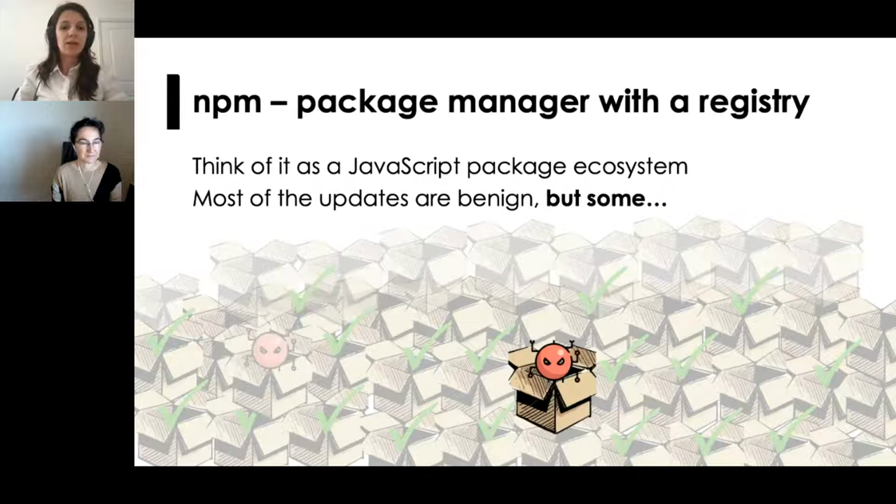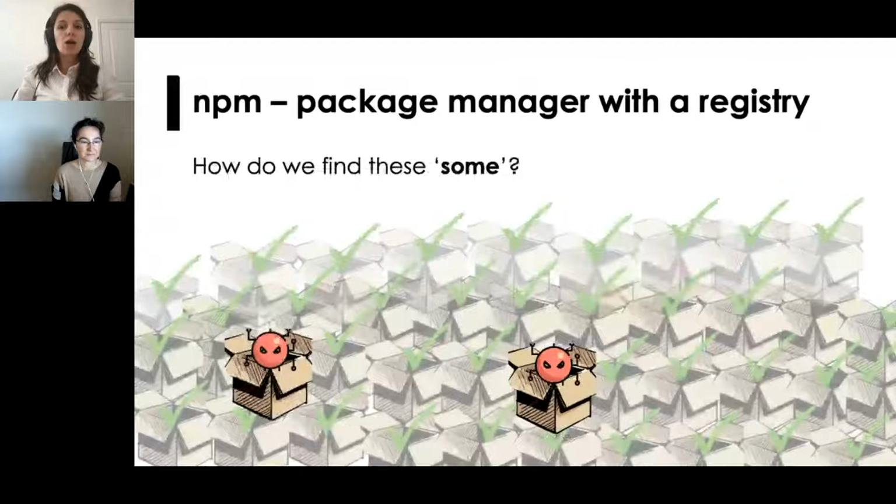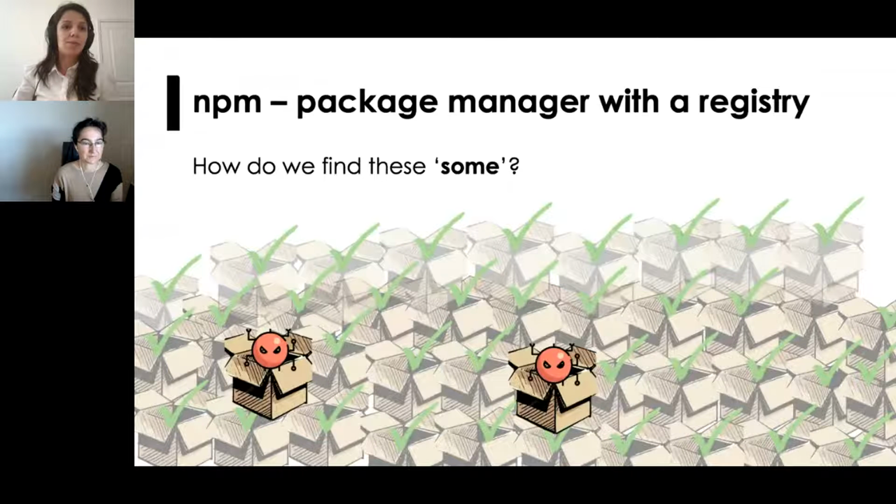Other packages behave like Jasmine. This package became compromised, meaning an attacker took over the code and published malicious code to also steal a user's information. So with this picture, the problem for NPM becomes how to find the malicious packages in an ocean of benign ones in a way that doesn't burden the NPM engineers with further manual analysis.